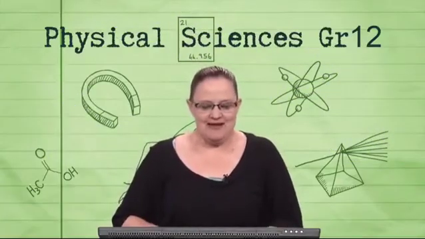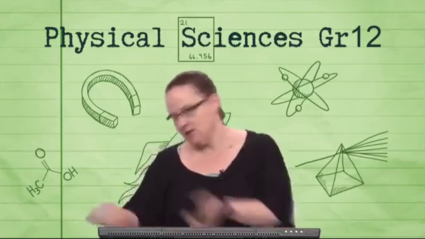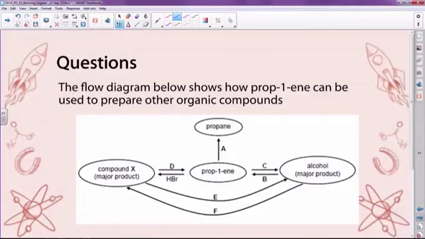Okay, grade 12s. Now we have another flow diagram question. And this time I'm going to help you a little bit before I just leap you into the questions, okay? Here it says the flow diagram shows how prop-1-ene can be used to prepare other organic compounds. So we start with prop-1-ene and we make propane. The only way I can go to propane is from an alkene to an alkane. That means this is an addition reaction, okay? And I've added hydrogen. Okay, good.